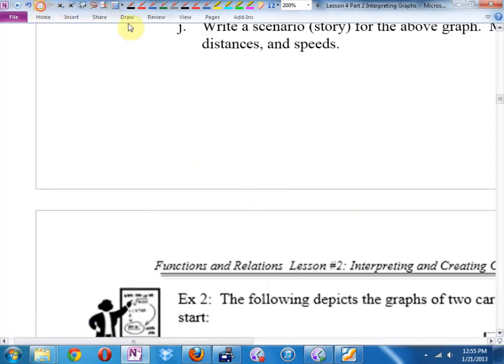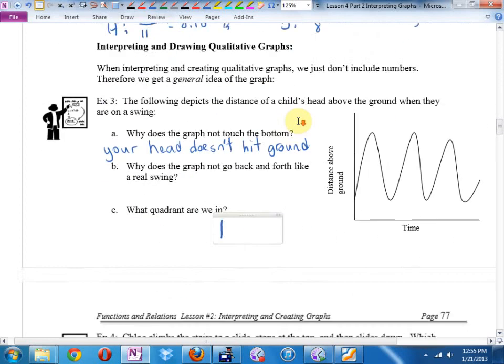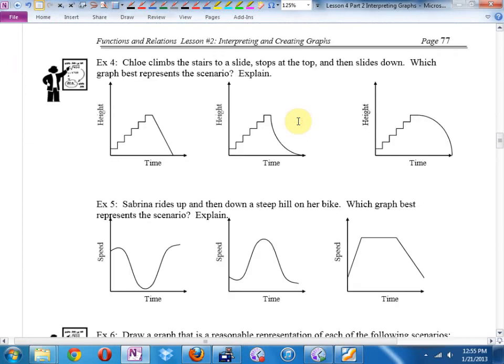Back to our notes. Pick up your pencils. Do you see what I mean with a qualitative graph? You can get some stuff. So Chloe climbs the stairs to a slide, stops at the top, and then slides down. Which best represents the scenario?